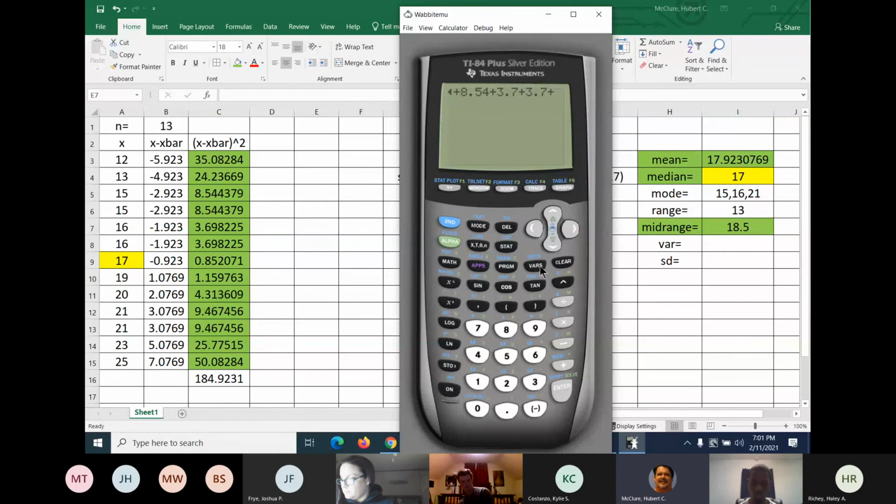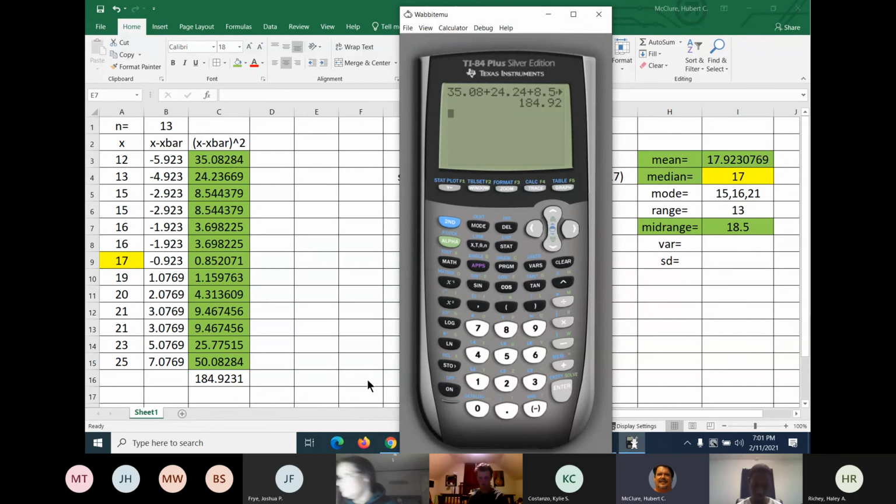Oops, did I hit plus? Yeah, 0.85. I thought I saw a division symbol. 1.16 plus 4.31 plus 9.47 plus 9.47 plus 25.78 plus 50.08. And I got 184.92. Okay, I got that too.